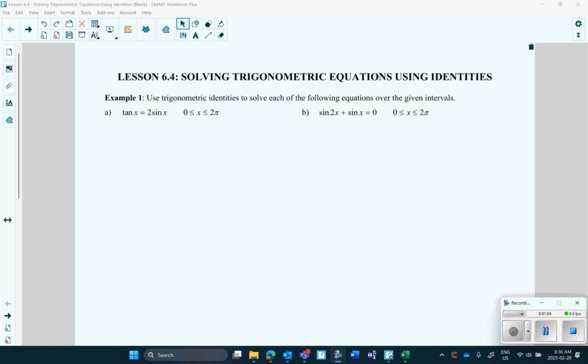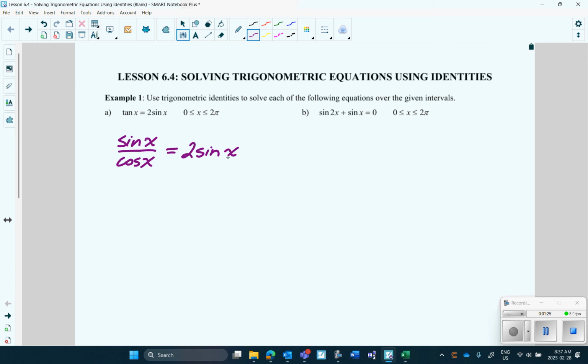So if we look at this first one, what's the first thing you think you'd do? Change tan x to sine x over cos x. And remember, we're not proving an identity here. We're not proving that this side equals this side. We're solving it. We're solving for x.